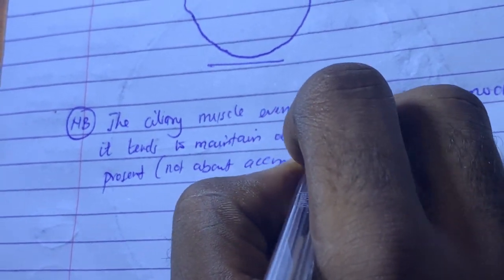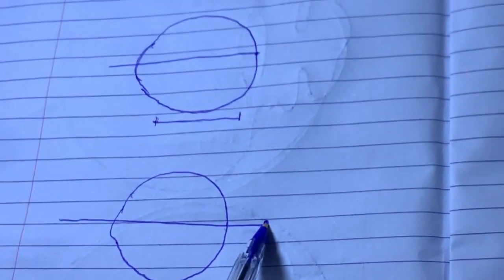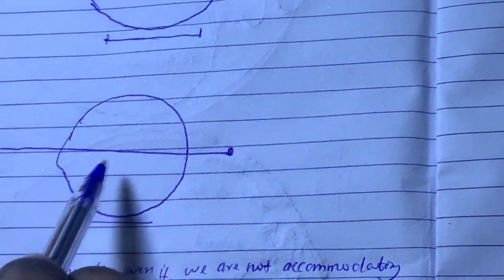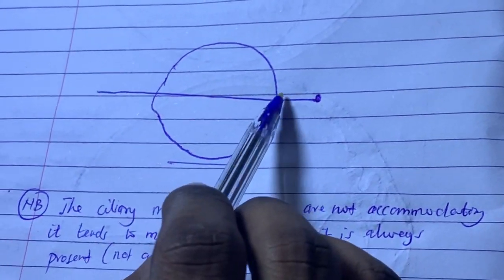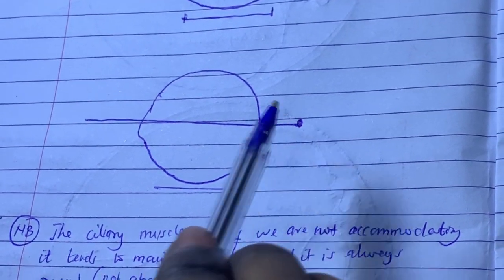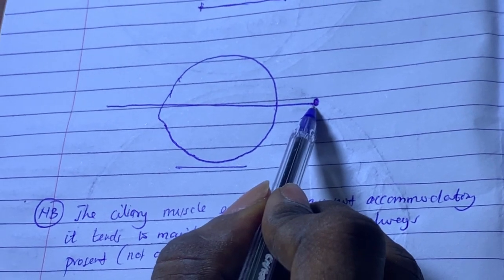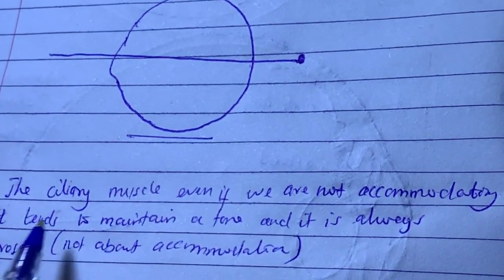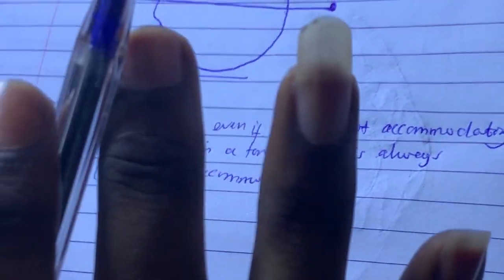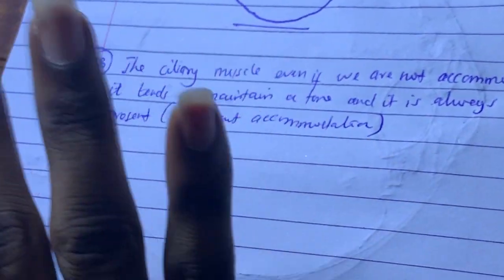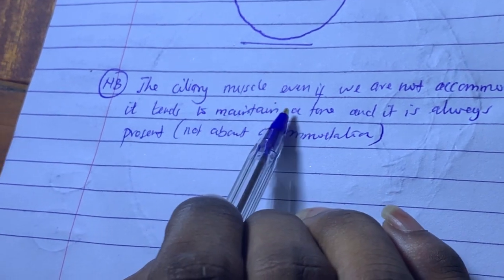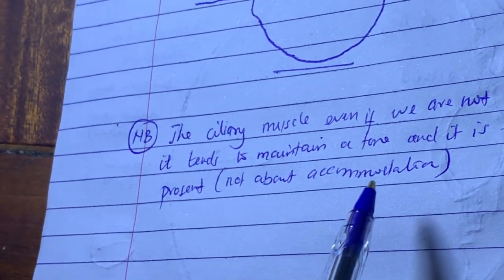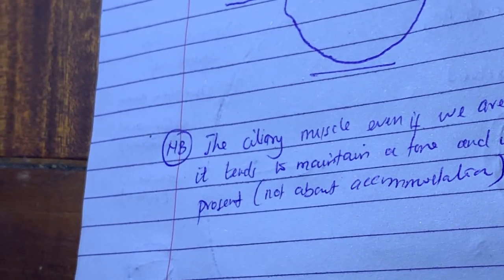That means hyperopes can try and accommodate, because by accommodation you bring the incoming light rays more forward. In a hyperope, incoming light rays fall at the back of the eye. When I accommodate, I bring the incoming light rays towards the retina. But for the ciliary muscle tone, it has nothing to do with accommodation. The ciliary muscle is maintaining a tone and it's always present. So we're going to talk about that.